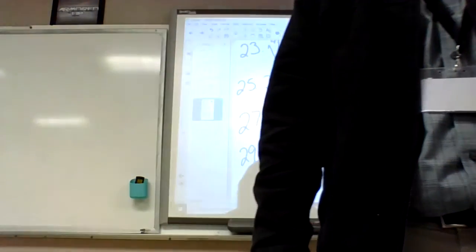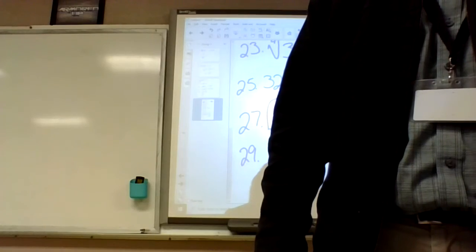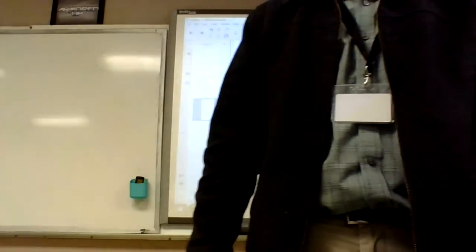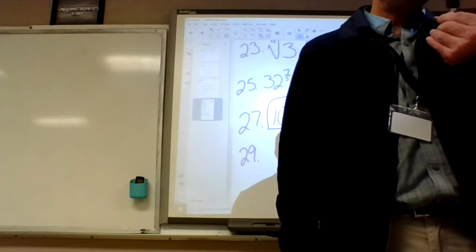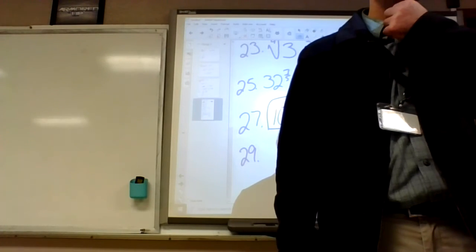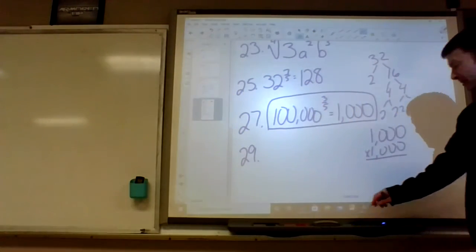All right, 29 says 27 to the negative 4/3. Okay. Well, what's a negative exponent? We haven't talked about that today. That kind of surprised me that they threw that one in there.